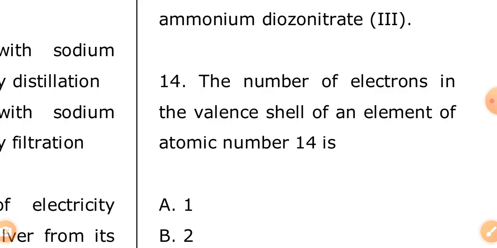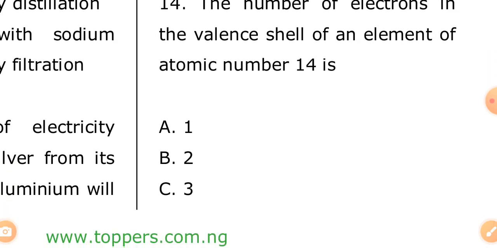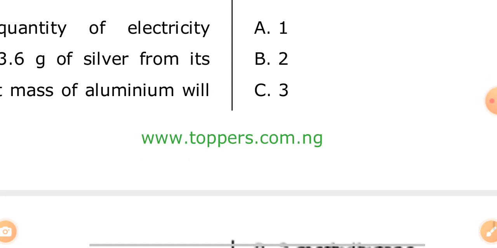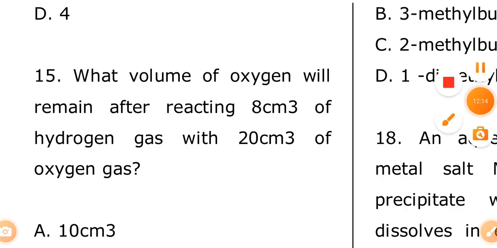The number of electrons in the valence shell of an element of atomic number 14 is dash. A. 1, B. 2, C. 3, and D. 4. The answer is 4. The answer is what? 4. Let's look at question number 15.